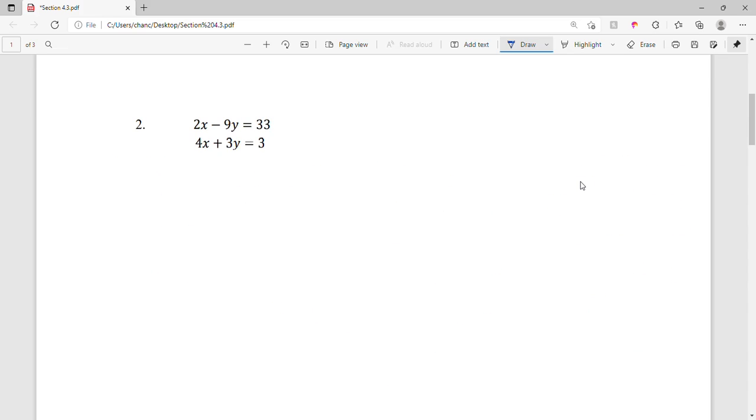In example 2, we can eliminate either the x or y variable. It's up to us. I think I'll eliminate the y variable here because it's already opposites. So I can just shift the first equation over. We'll do nothing to it. But the second equation, I can multiply everything here by a +3. We're going to use a +3 because it's going to create an opposite for the -9y and the +9y.